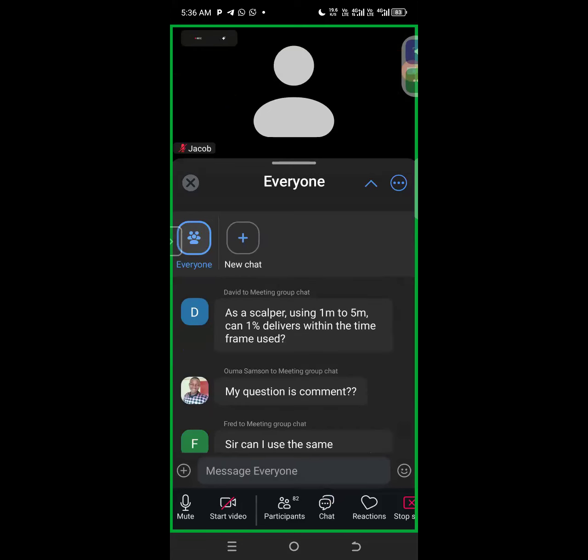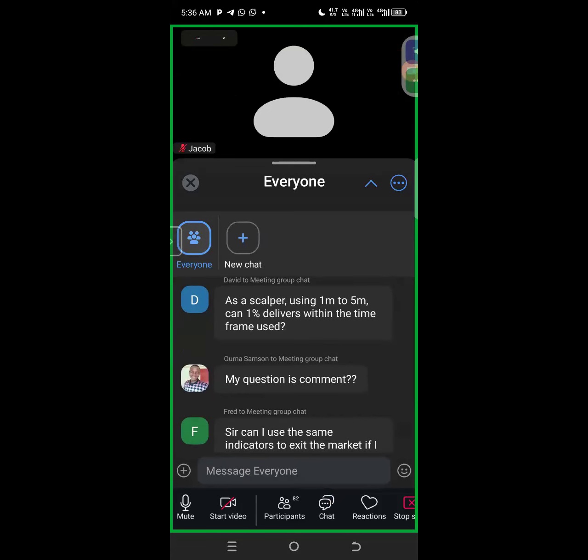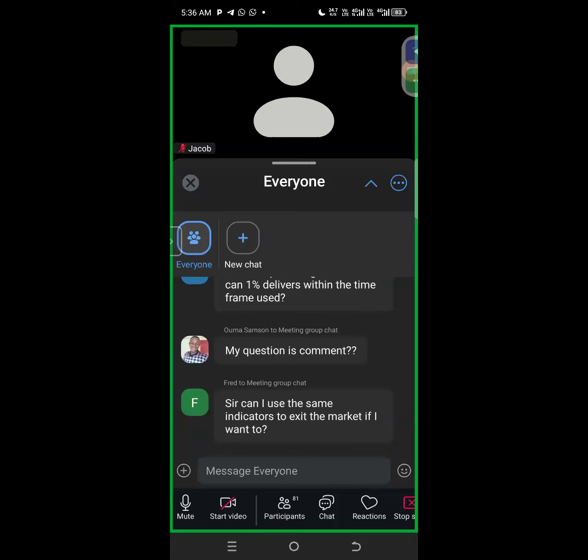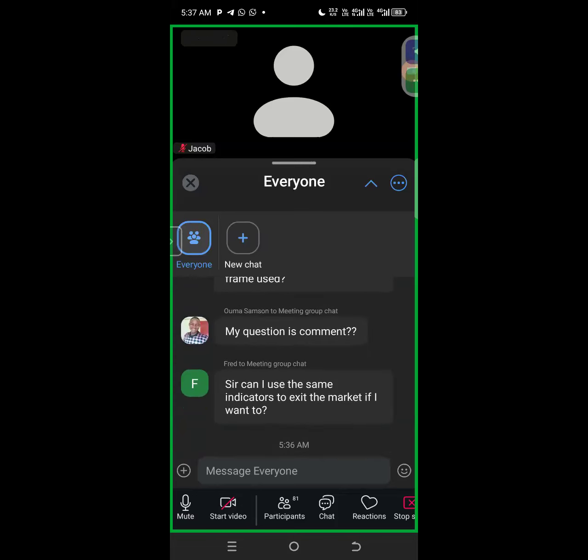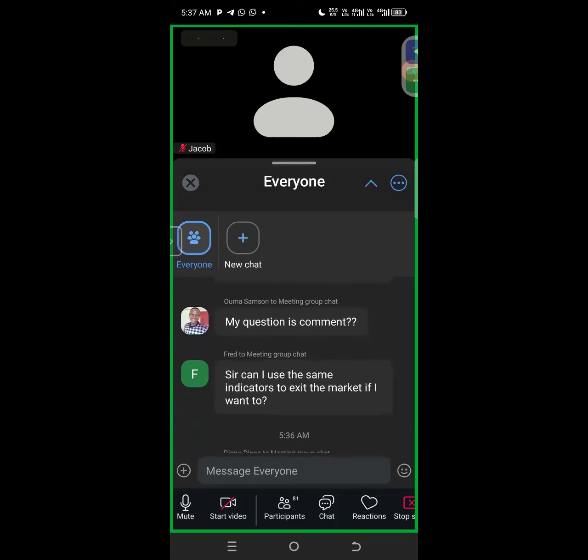Scalpers are somewhat different. You get it? So you go for 1%, you stay away, you be in peace. Or you scalp, you monitor, you close your trade. All right, my question is a comment.